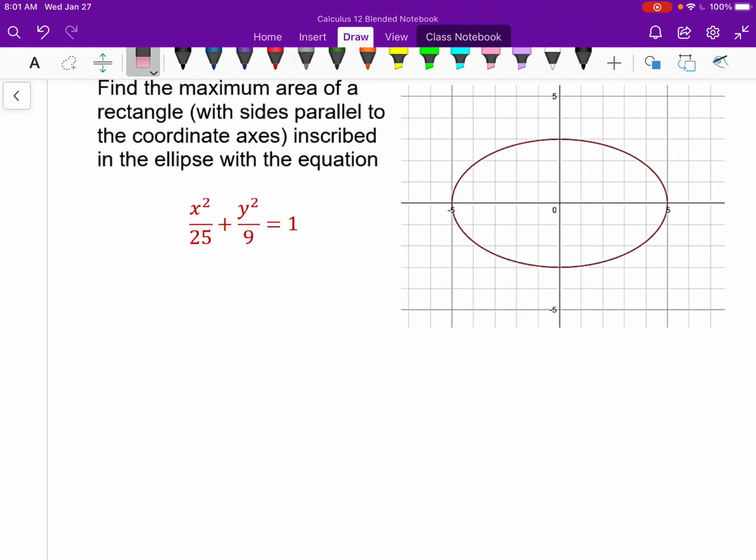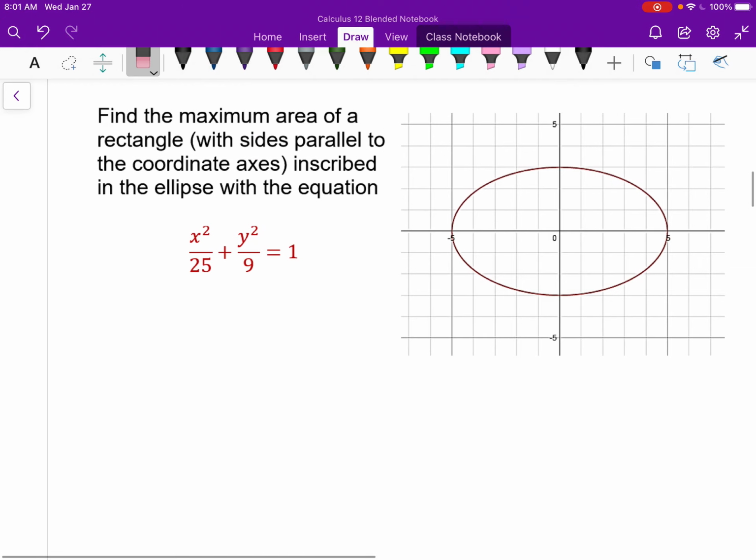All right, so what I have here is an ellipse, and here's the equation of the ellipse. You can see x squared over 25 plus y squared over 9 equals 1. I want to find the maximum area of a rectangle that can be inscribed in here. So let me just sketch a little rectangle. For example, here's one possible rectangle. I want to maximize that area, right? And there's many possible rectangles I could draw.